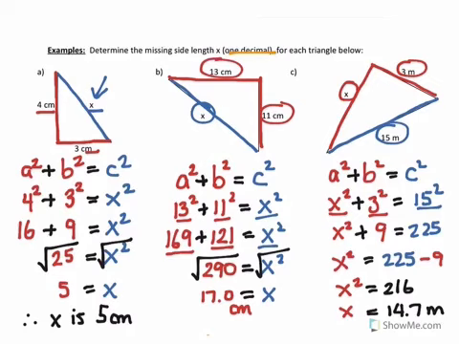Okay, so the only difference is this time x squared is with a bunch of other things, but that's okay. So do the exponents first. 3 squared is 9.